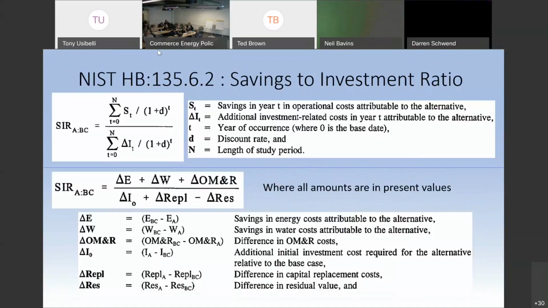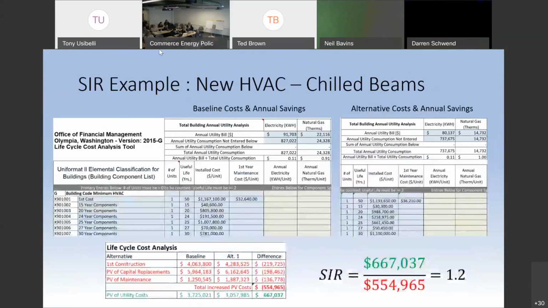This is essentially what the engineers that you hire to do investment grade audits will be doing when they're trying to figure out which one of these makes sense. All these deltas are relative to the base case, and if you have a more complicated base case, it's a more complicated formula. But don't worry, the engineers can do it pretty easily, and we actually have lots of tools that do it.